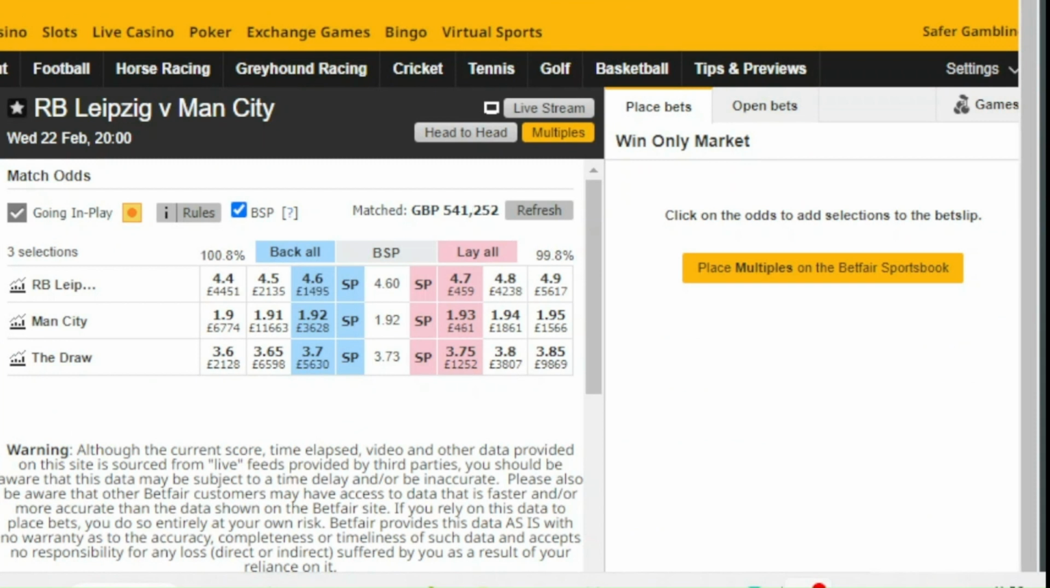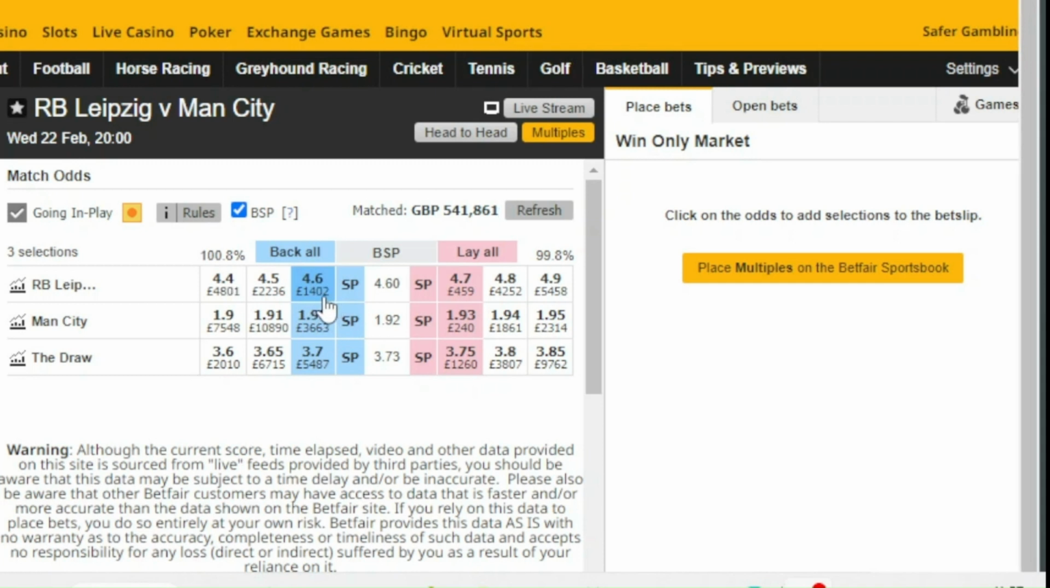So let's dive into our match example, which is a Champions League game between Leipzig and Man City, being played later on today. The first thing you'll notice is that you've got a blue column for backing activities and a lay column for laying activities. In these boxes you've got your digital odds, so in Leipzig's case 4.6, and underneath that you have the money available to bet at that price.